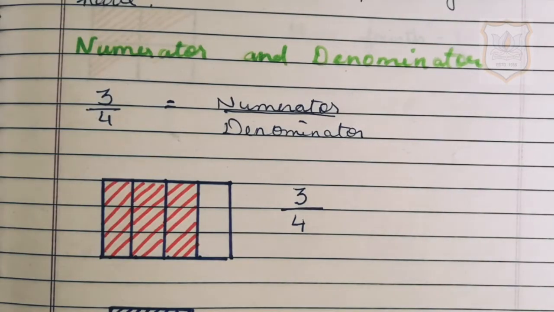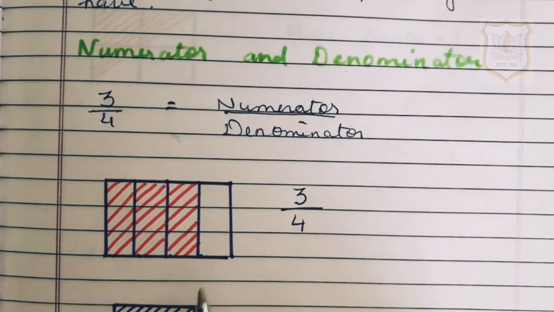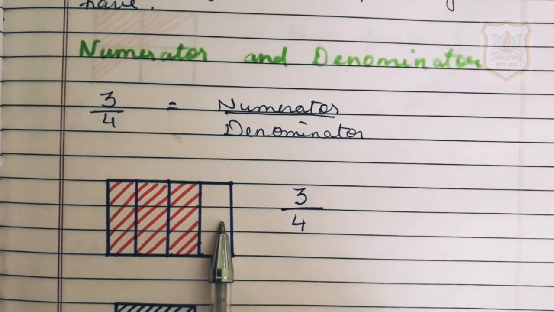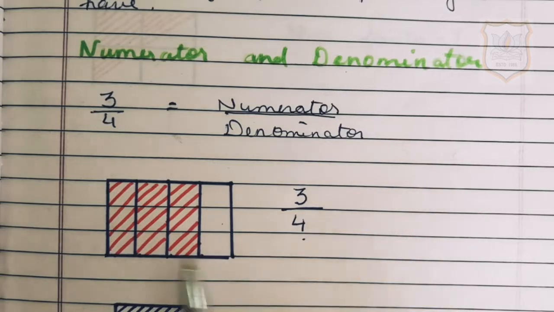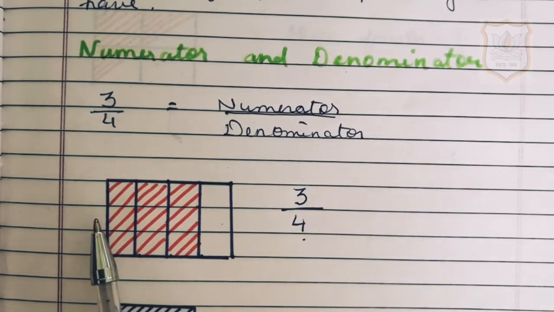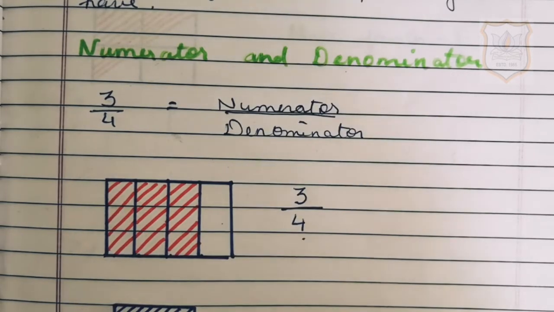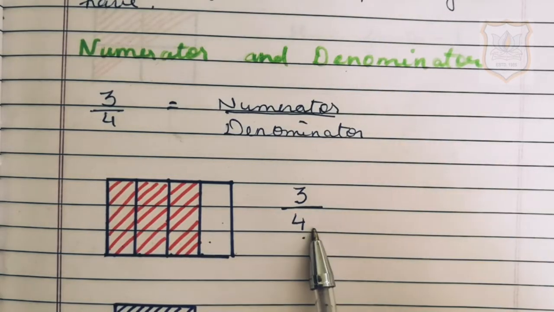Now students, I will explain this with the help of an example. Here students, you can see a figure is given and the figure is divided into 4 equal parts, 1, 2, 3 and 4. So the denominator tells the total number of equal parts in a whole or a collection. Denominator means the total parts into which a whole object is divided. So the total number of equal parts here is 1, 2, 3 and 4. So the denominator is 4.